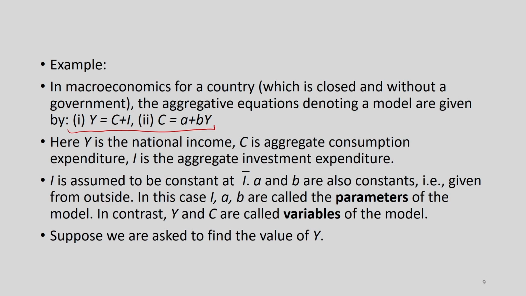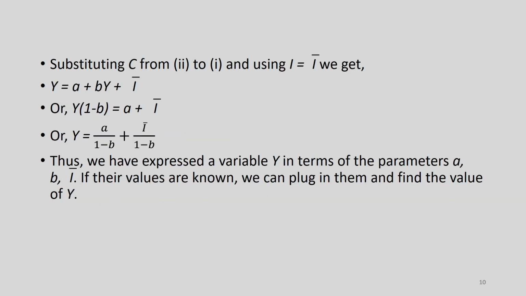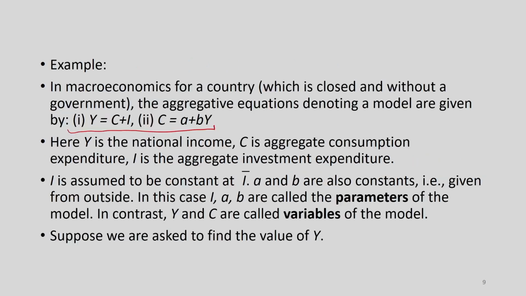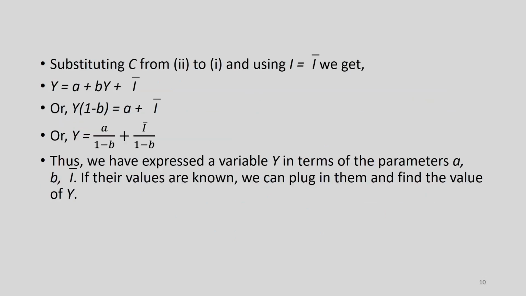Suppose we are asked to find the value of Y, suppose we want to find out what is the value of Y. So, how should we do that? It is very simple, we substitute C from 2 to 1 and we use the fact that I is given at I bar. So, we use these two things and then we use equation number 1, we put everything here. So, we are substituting C is equal to a plus b y and I is equal to I bar, that is what we are doing.